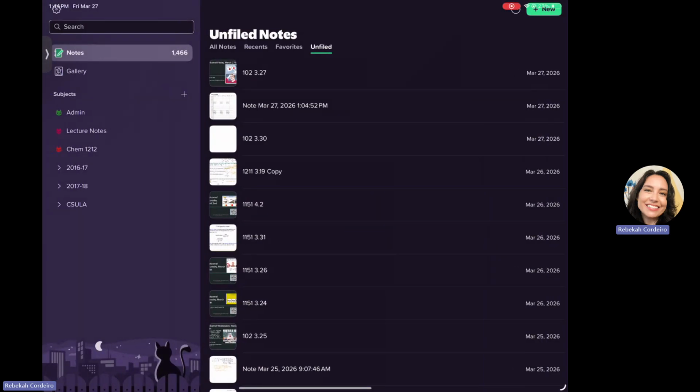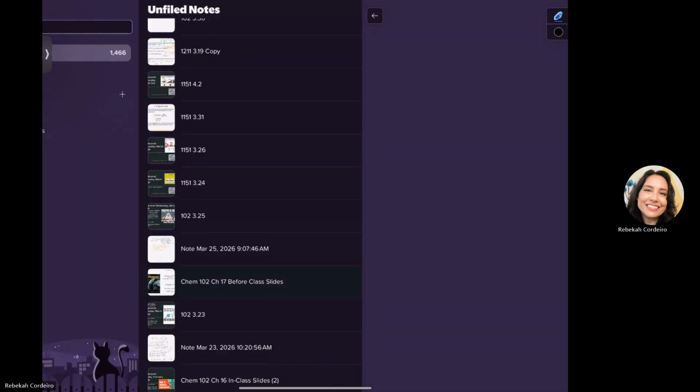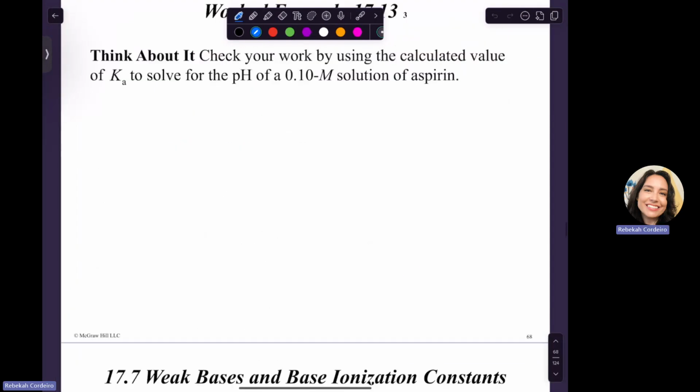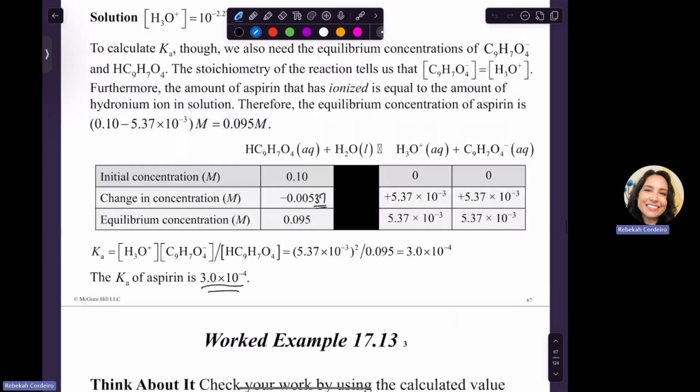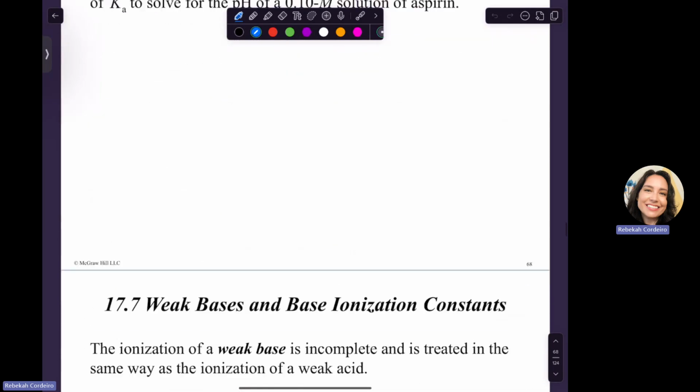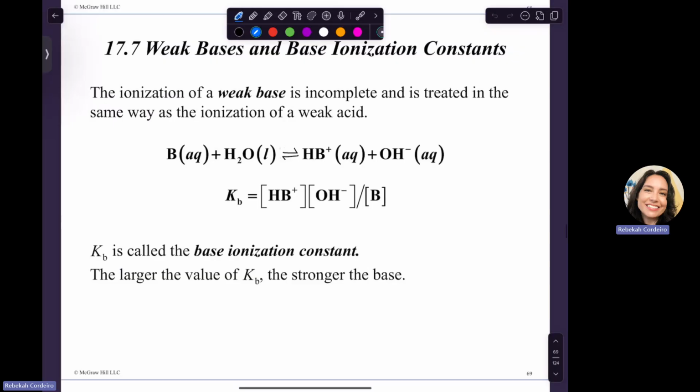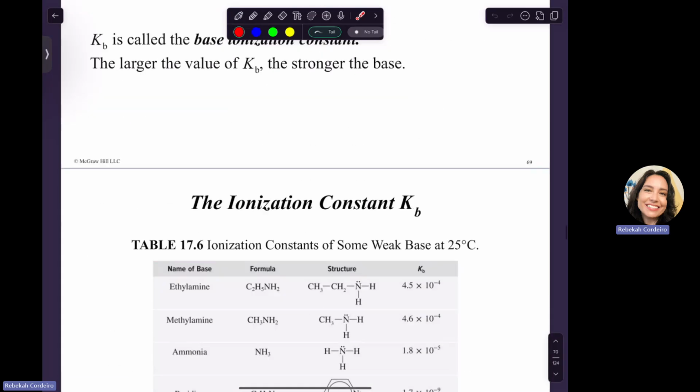And then I want to go over just a couple more things with you. So there are some extra examples. But bases do basically the same thing. So the same generic is going to be B for base, HB plus for the conjugate acid, and then OH minus for the conjugate base for that water there. Kb is again going to be your products over your reactants, ignoring the water. And Kb is the base ionization constant, or the Ka, but for bases.